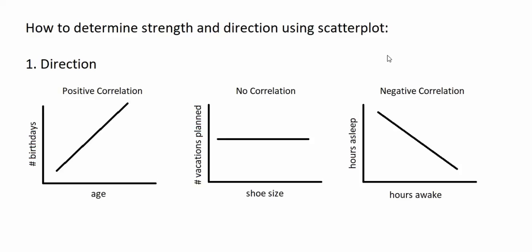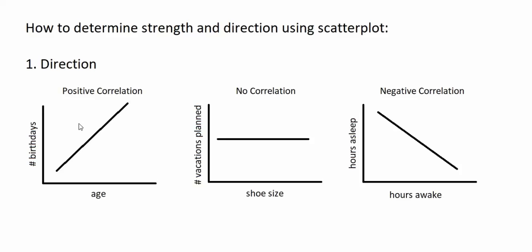I haven't actually shown you how to create a scatter plot, but if you've taken a stats class before, you are probably familiar with it. In a scatter plot, you plot a bunch of points, and each point has a value on both the x-axis and the y-axis. So, for example, imagine I ask 20 people, how old are you, and how many birthdays have you celebrated during your lifetime?